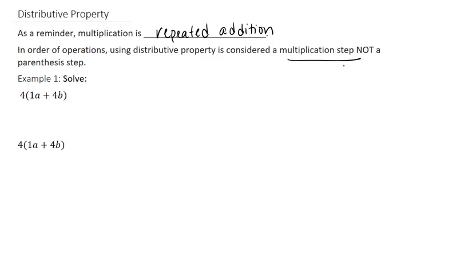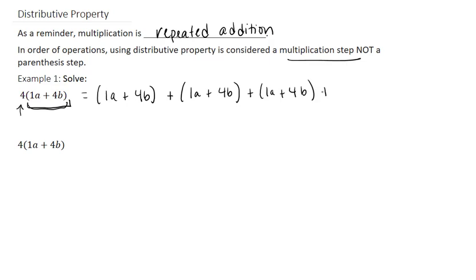And we're going to solve it two ways. The first way is we're going to look at repeated addition, where we're just going to add this 4 times. Essentially, this 4 is indicating that there's 4 copies of this 1a plus 4b. So if we were to write that out, we would have 1a plus 4b plus 1a plus 4b, and then also just always in parentheses, plus 1a plus 4b plus 1a plus 4b.